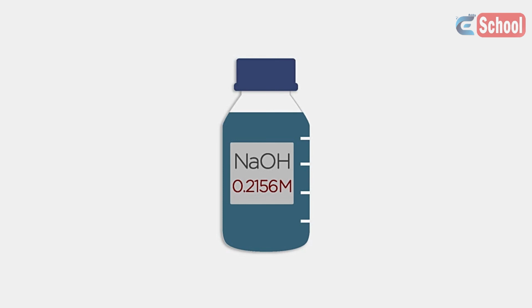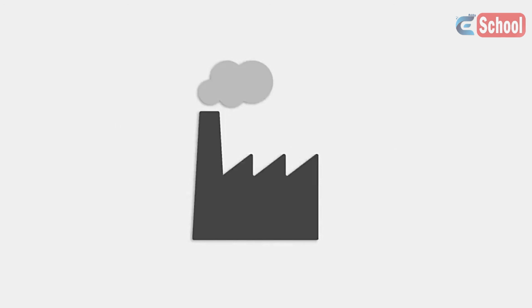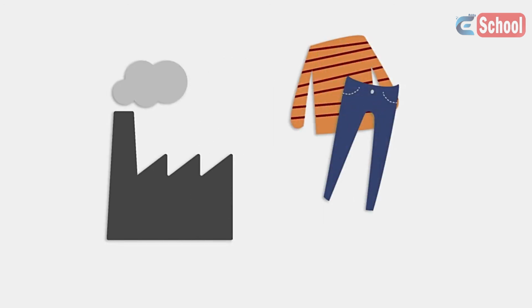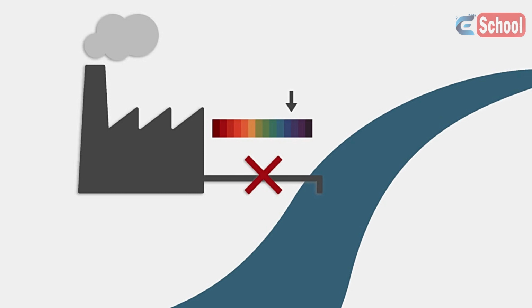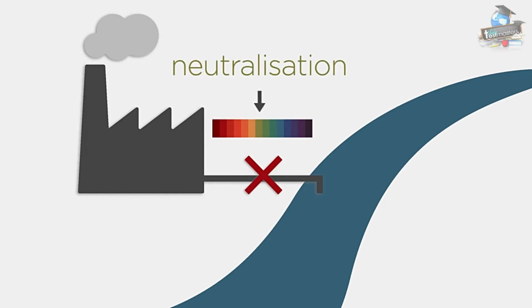There are other times when neutralising a base can prove very useful. For example, factories that produce clothes dyes create a very strongly alkaline aqueous waste with a pH of between 10 and 12. By law, they aren't allowed to release this into local rivers, but if they neutralise their wastewater, it becomes much less harmful to the environment and they won't get into any legal trouble.